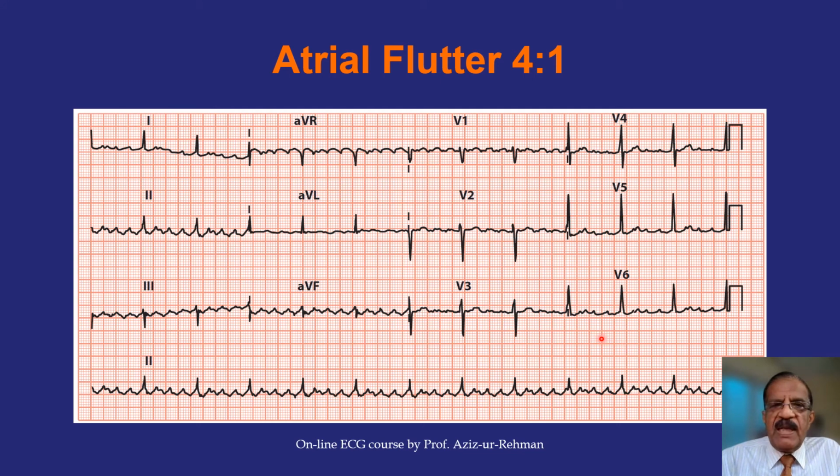This is now a simple example, just repeat ECG, 4 into 1. Atrial flutter 4 into 1. I don't see any problem. This patient may have ischemic heart disease. This patient may have cardiomyopathy. This patient may be under the effect of certain drugs, some potentially cardiotoxic drugs like cancer medication. But I don't see any problem in the ECG. All I see is atrial flutter with fixed 4 to 1 block in this case.